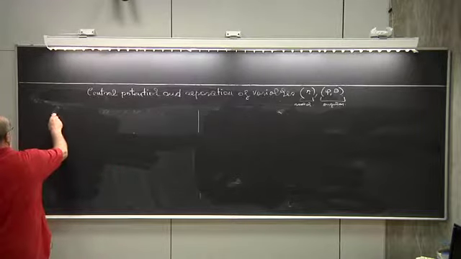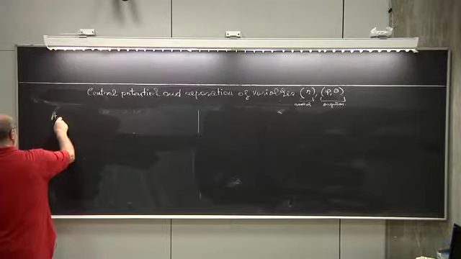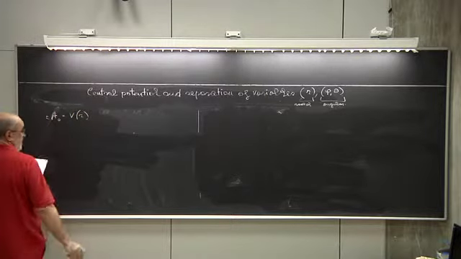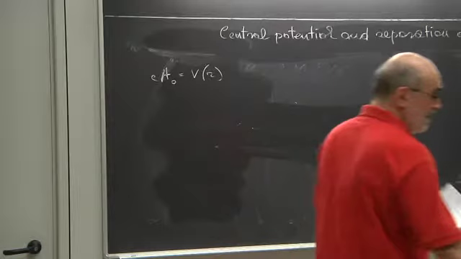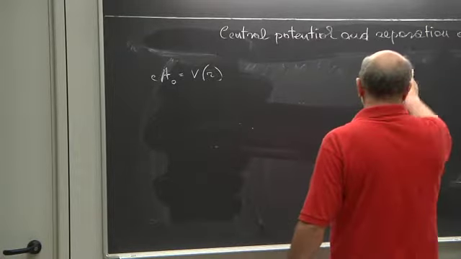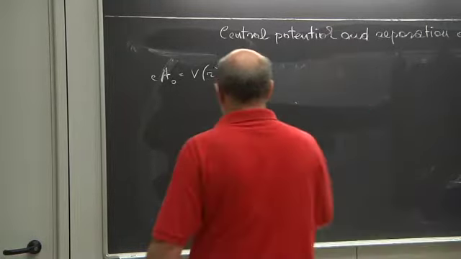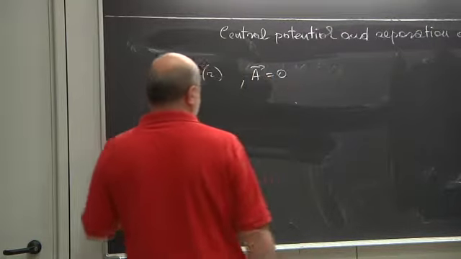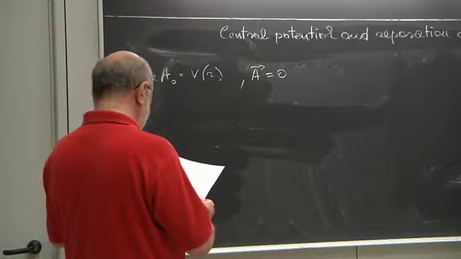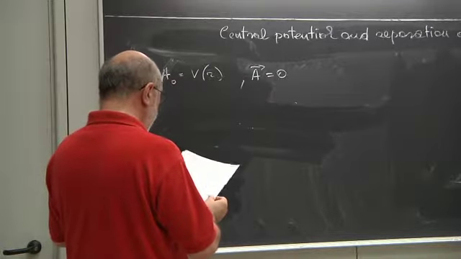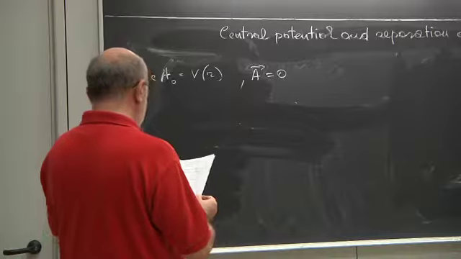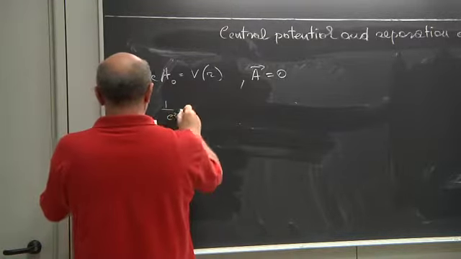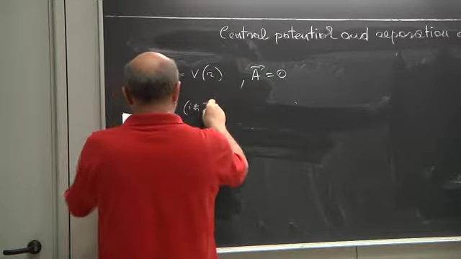Okay, so let's suppose we have our usual A0, and let's suppose the electrostatic potential, the one that gives the electric field, is central, so it depends only on r. And let's take the case in which A is 0, so that we don't have any magnetic field. Then the equation of motion, the Klein-Gordon equation, is the following.